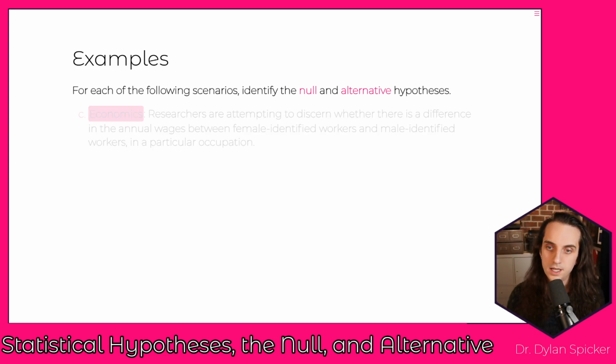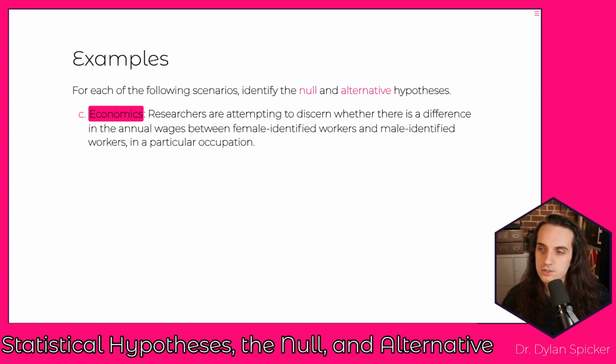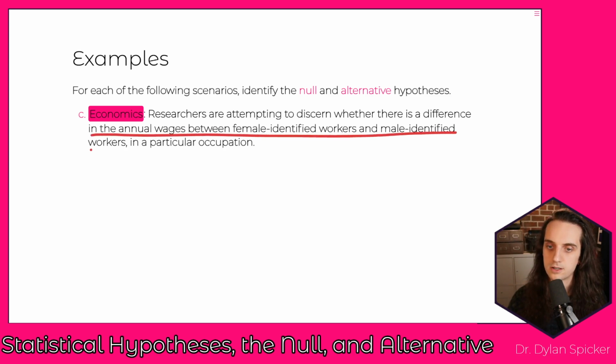Okay. A third example here: researchers are attempting to discern whether there's a difference in the annual wages between female-identified workers and male-identified workers in some particular occupation. In this case, again, we have to ask, what are you trying to show? Whatever they're trying to show is going to become the alternative hypothesis. So they're attempting to discern whether there is a difference in the annual wages between female and male-identified workers.